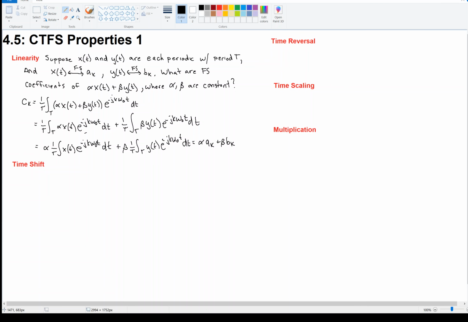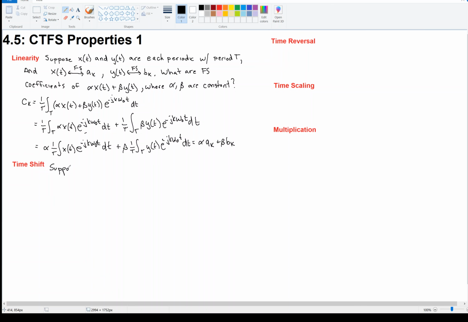All right, and so we conclude that if you know x Fourier series and y Fourier series, and you have a signal that's a weighted mixture of those x and y's, then the Fourier series coefficients of your mixture is the same mixture of Fourier series coefficients. That's the linearity property of Fourier series. So let's move on to the time shift.